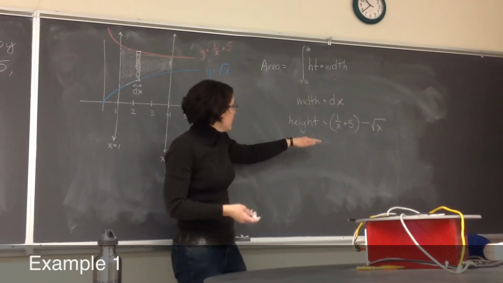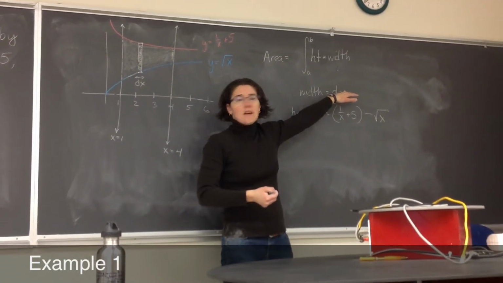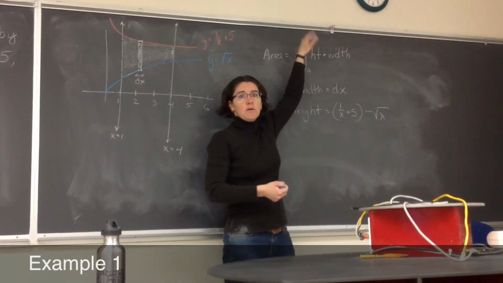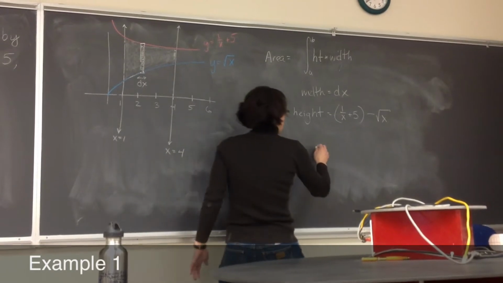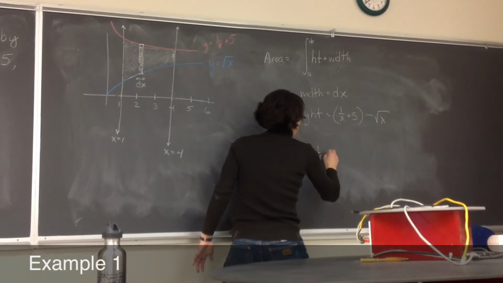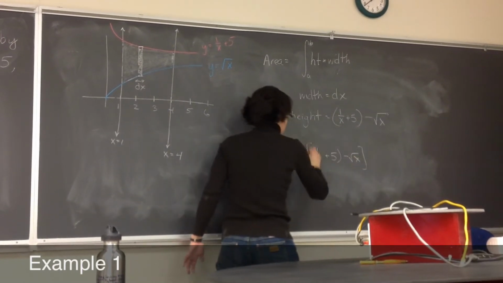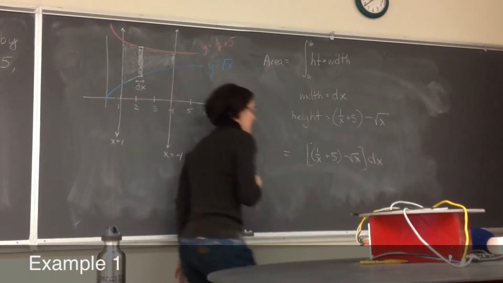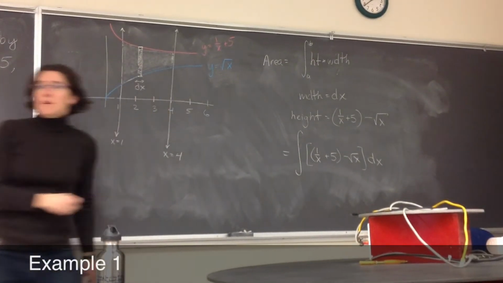Okay, so my area is going to be the height of my function, or the height of my rectangle, times the width of my rectangle. That's the area of one rectangle, and then we want to add them all up. And so my area integral is going to look like 1 over x plus 5 minus the square root of x, times dx. That's my height times my width. And I'm going to add up all of those areas. That's my integral sign.